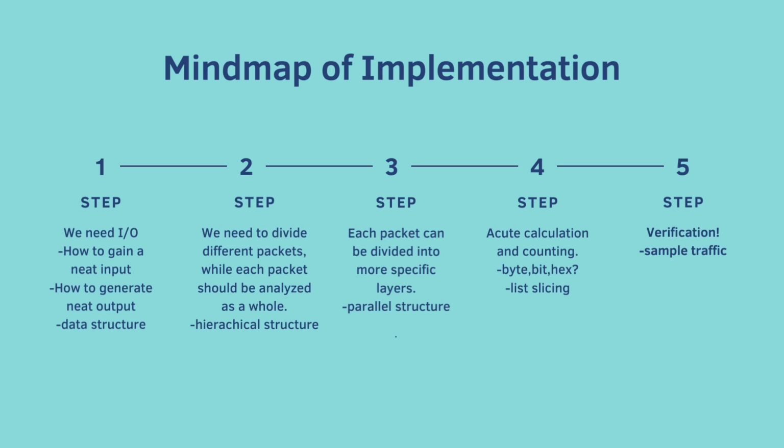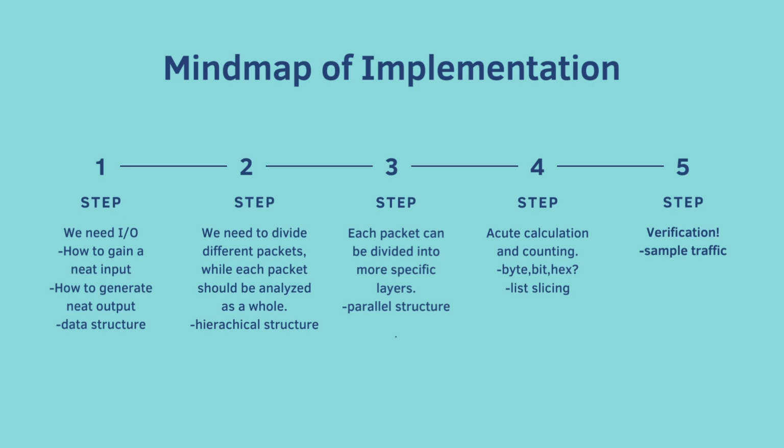So it's basically a hierarchical structure. And in each packet, there is another parallel structure since there exist four layers to analyze: Ethernet, IP, UDP, DNS, or DHCP. So then we come to more accurate calculation and counting. An interesting and annoying thing we encounter in the coding is that the difference between bytes, bits, and hex during the calculation is hard to handle without mistakes. So when you do list slicing, you have to be very careful.